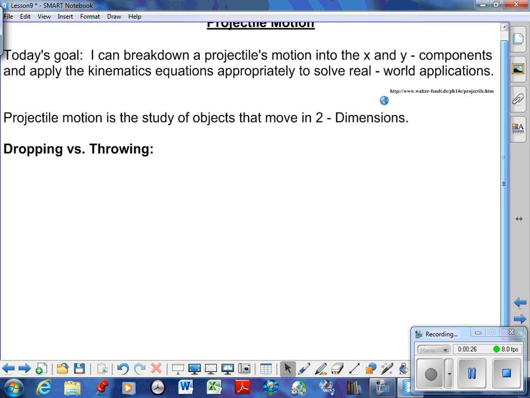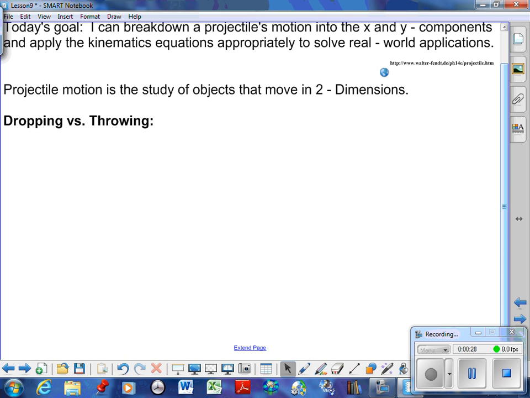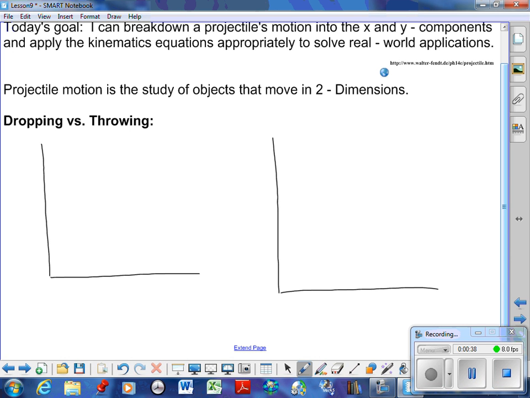So what we're going to be looking at is dropping versus throwing. If you want to give yourself a bit of a sketch here, I'm going to look at a situation where we drop the math teacher from the top of a building versus throwing them off the top of a building. Okay? So what happens as the teacher falls toward the ground and is just being dropped? I'm going to represent his body with green dots.